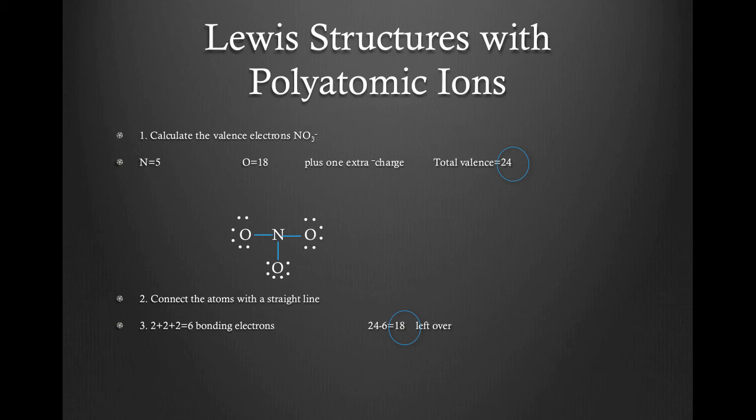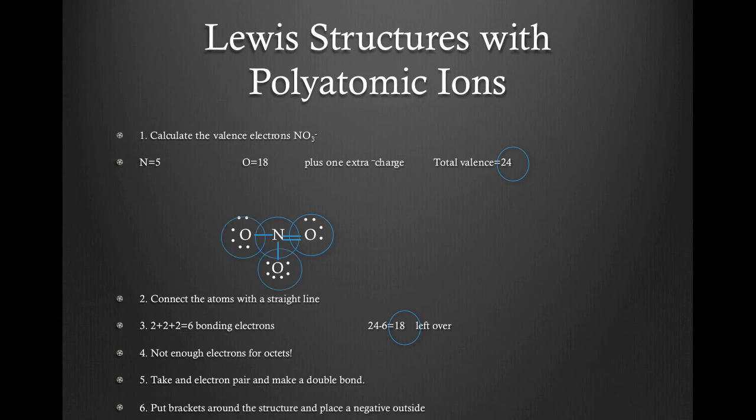So as you know from the previous example, I'm going to take one of the electron pairs and use it as a double bond. And so now I see that all of my atoms have octets around them. Now with polyatomic ions, I'm going to do one extra step to show that they're ions. I'm going to put the Lewis structure in brackets, and then I'm going to add the oxidation number on the outside.